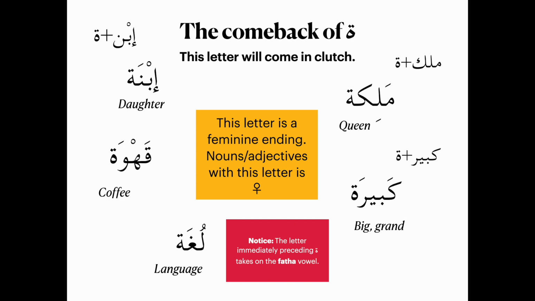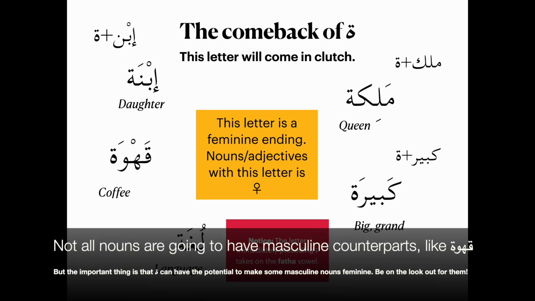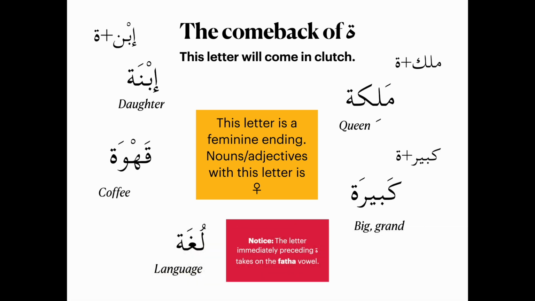So for instance, ibna works, right? Remember, ibn is son, ibna is daughter. And oh yeah, I forgot to say this. Any consonant that comes before ta marbuta takes on fatha. So this is why we say ibn, ibna, and so on. So qahwa, coffee, is feminine as well because it has ta marbuta. Lugha, language, is also feminine because it has ta marbuta. And Malika, as you saw in the previous slide, comes from Malik, which is king, and then ta marbuta makes it queen. Straightforward, right?